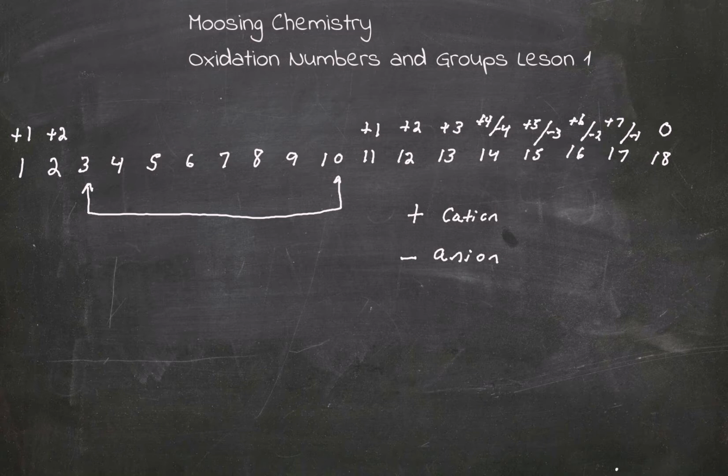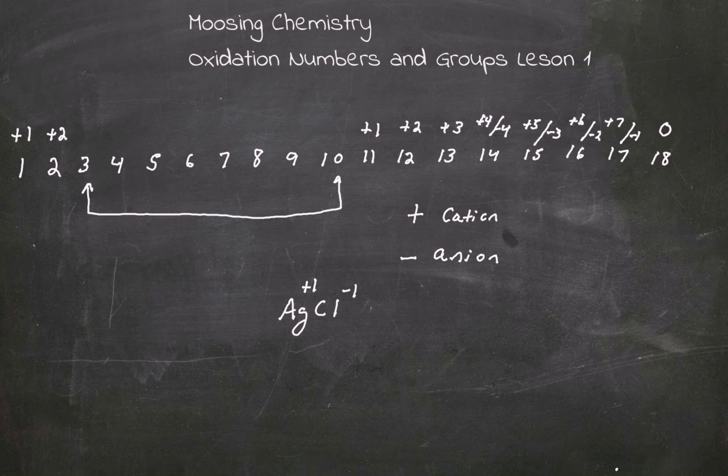A couple examples of this, like for example, silver chloride. Chlorine is in group 17, has a -1 charge. And then silver, of course, has a +1 charge because it's in group 11.